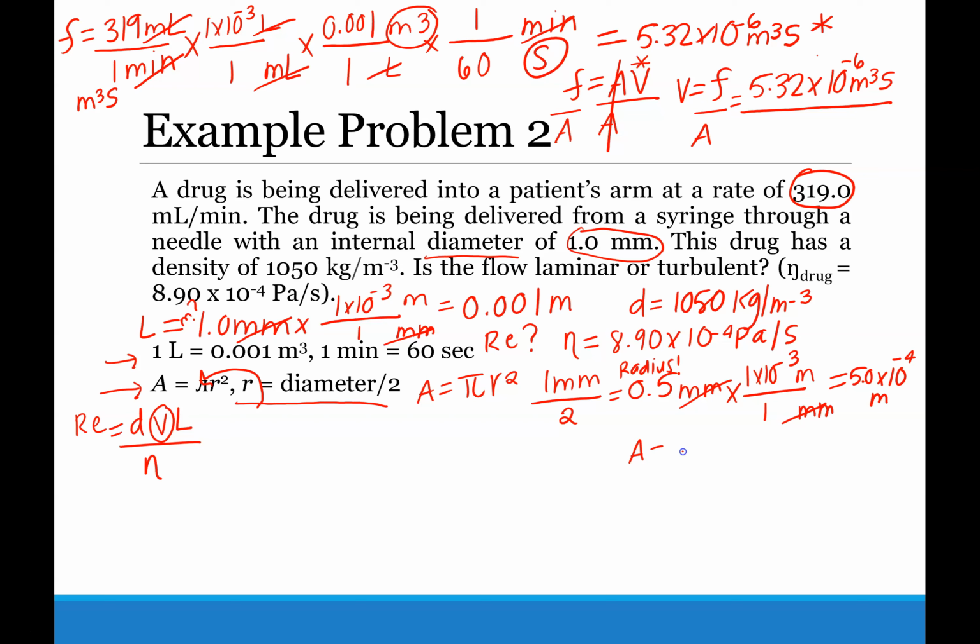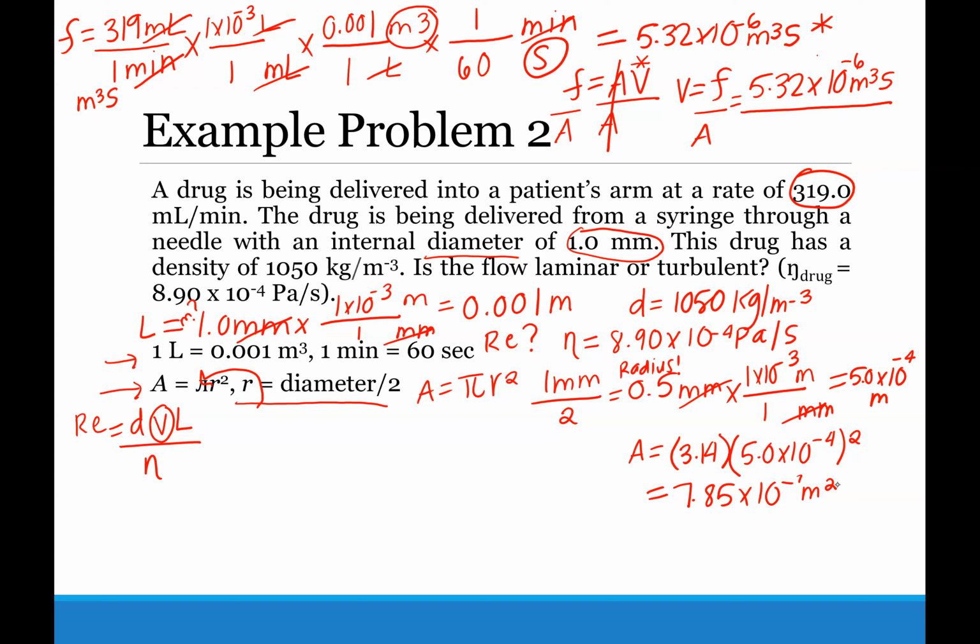So area equals pi, which is 3.14, times the radius squared, which is 5.0 times 10 to the minus 4, squared. And so in your calculators, do the squared first. So 5.0, second EE, to the minus 4 squared, times 3.14 equals 7.85. So 7.85 times 10 to the minus 7 meters squared.